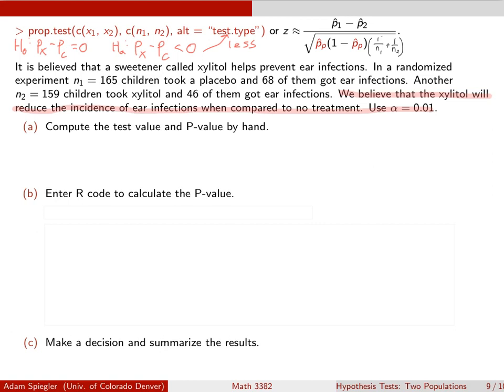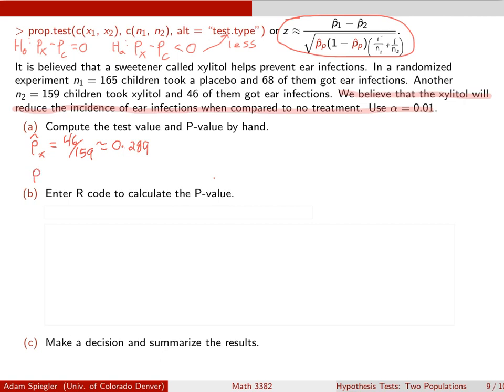But in part A, we're first asked to calculate this test value by hand, so we're going to use the formula for the standardized test statistic up top. In this case, we have a sample proportion from the treatment group, the xylitol group, which had 46 out of 159. Rounding to 3 decimal places, that's about 28.9% of the children on xylitol that got an ear infection.